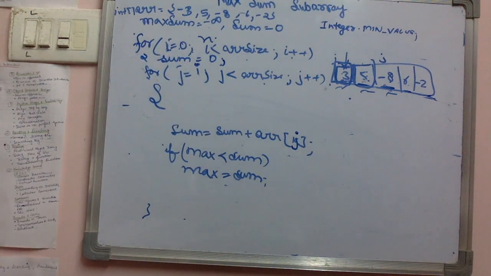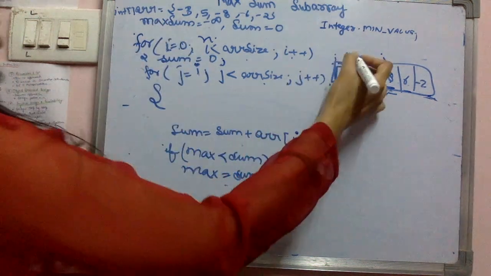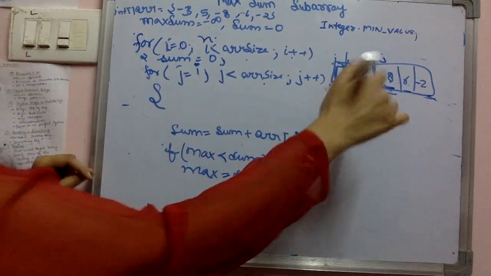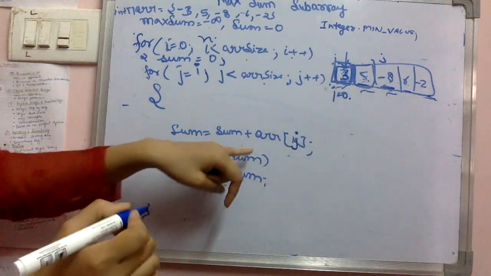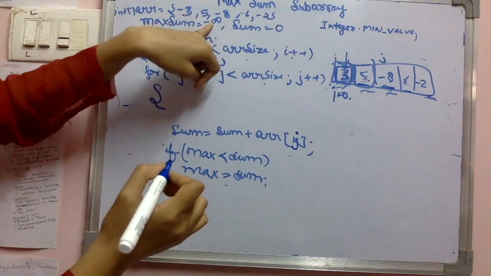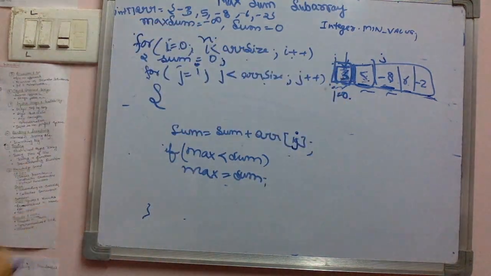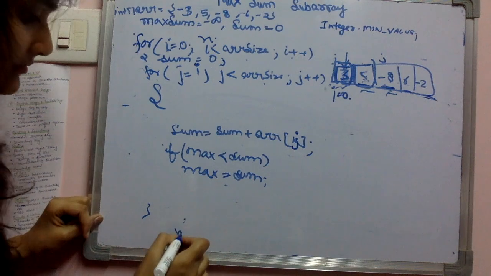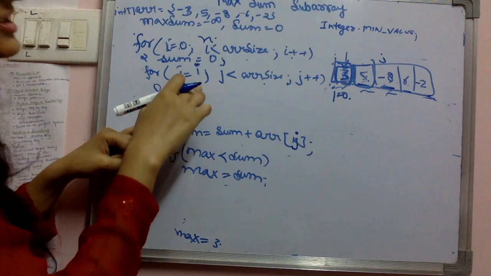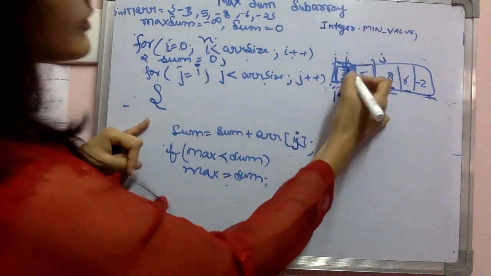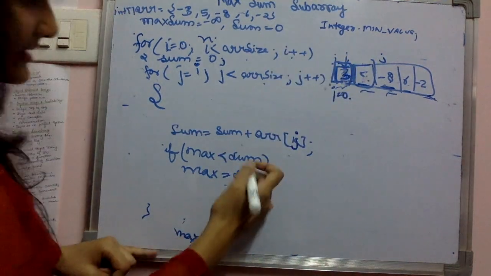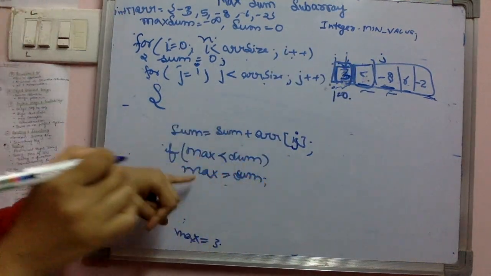So what is happening here is, first time when i is 0, j is 0. It will start from here and add 3 to the sum. Now 3 will be checked with max, which is minus infinity, so 3 will be our maximum sum subarray for now. Next, when i is still 0 and j is 1, it is going to add 5 to our sum, and the sum is going to become 8, and again it will check with max.